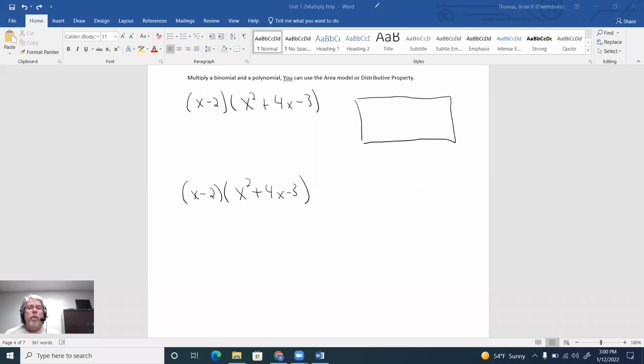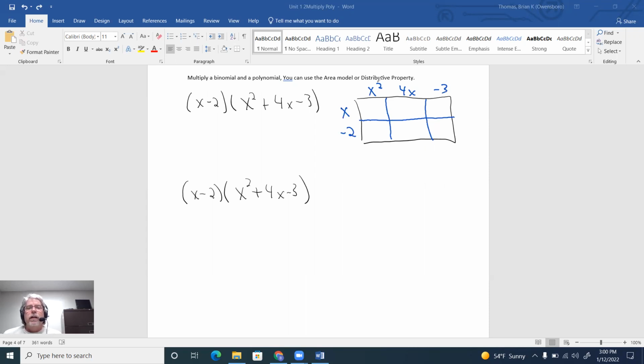So let's look at multiplying a binomial and a polynomial. This is no longer FOIL because we actually have a binomial and a trinomial, and FOIL only works for a binomial and a binomial. So I can do this 2 ways though. The area model, where this factor goes along this side. So x and -2 go here. And the second factor goes across the top. So that x squared and that 4x and that -3 go across the top. And this partitions the rectangle into 3 sections there and 2 across for a total of 6 sections.